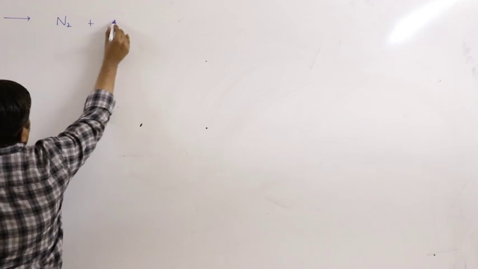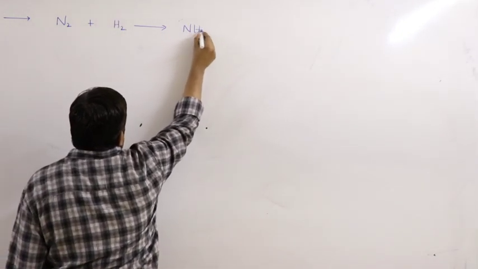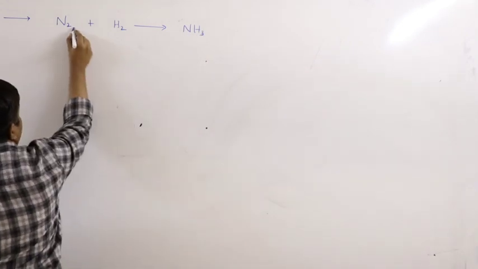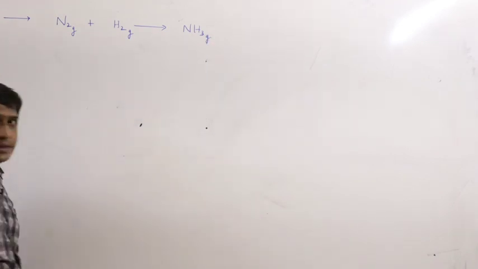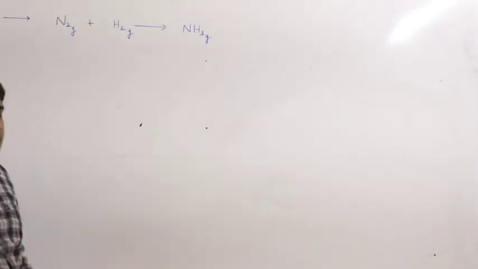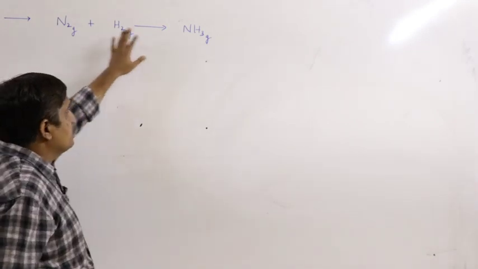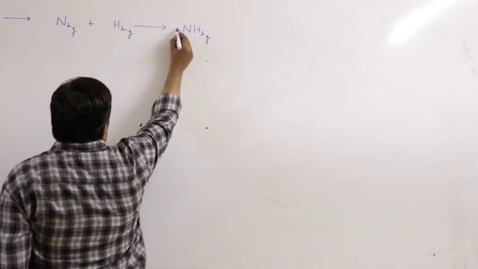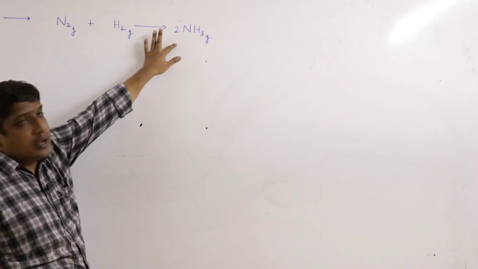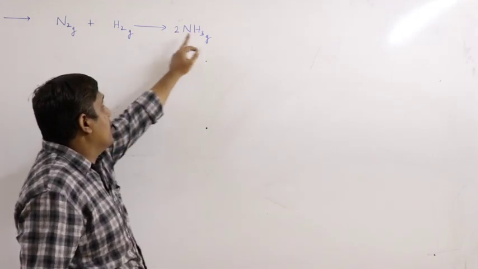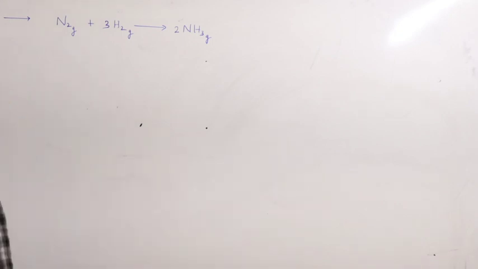N2 plus H2 gives NH3. Haber's process, all are gases, nitrogen is a gas and ammonia is also a gas. Check whether it is balanced or not. 2 nitrogen atoms on one side, only 1 nitrogen atom on the other. 2 hydrogens, we have 3 hydrogens. So, to balance it I am taking 2 moles of ammonia, 2 nitrogen atoms, here also 2 nitrogens, right. Here we have 6 hydrogens, so multiply it with 3, it is balanced, right.